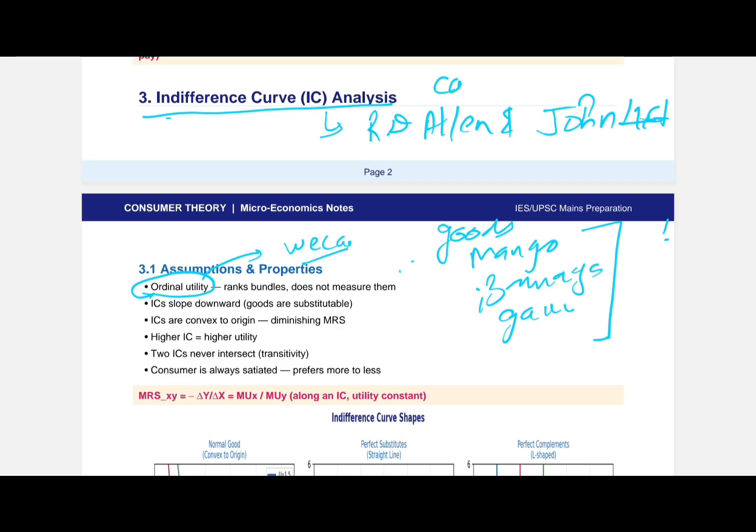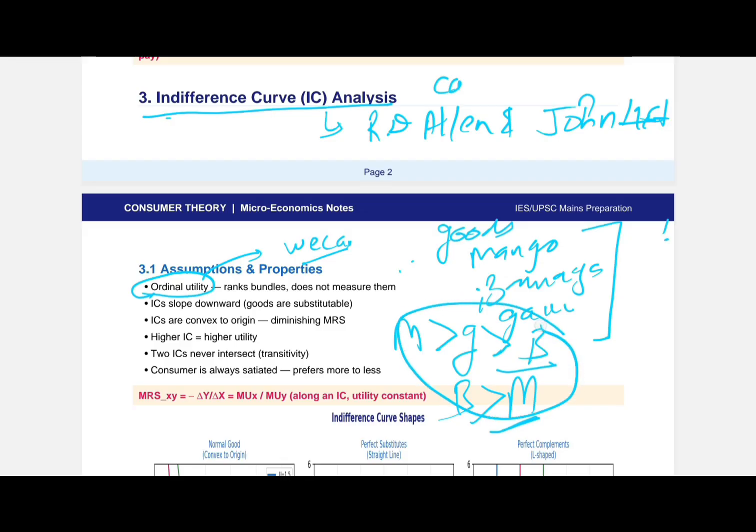Someone can rank it like mango gives me maximum utility, then guava, then banana, and another person can rank it like this: banana gives me maximum utility, and after the banana I get maximum utility from the mango. So all of this can be ranked. We can't say that it is measurable in absolute terms, like the first one gave me 10 utility. That is not an assumption of this approach, so we can rank it based on these things.